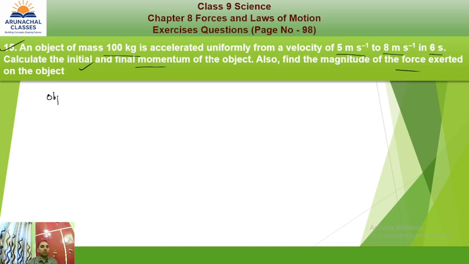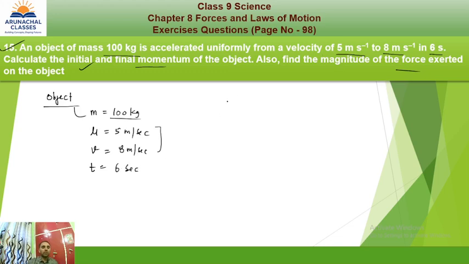So we are talking about an object with a mass of 100 kg, which is getting accelerated uniformly from a velocity of 5 meter per second, which will be your initial velocity, to 8 meter per second, which will be your final velocity. Now this happens in a time interval of 6 seconds. We need to calculate the initial and final momentum of the object.